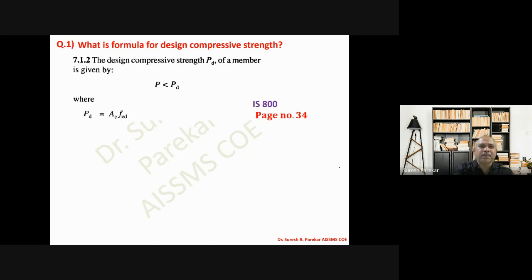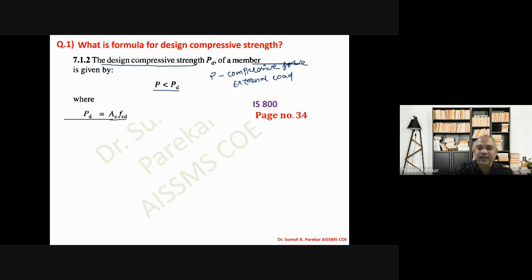So we have PD, that is AE into FCD. Now here also you have to keep in mind my P should be less than PD. P we know is the compressive force, and that is due to external loads. And PD is the design strength, and our design strength always should be greater than the load coming on it.